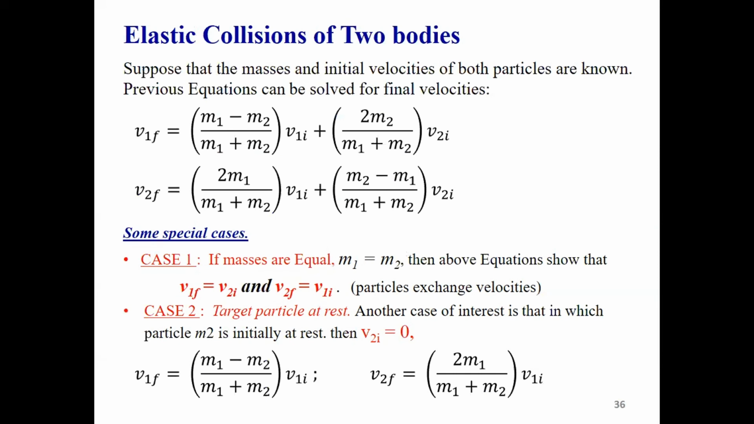Next is when the target particle is at rest. So another special case is when particle m2 is initially at rest. Then v2I is 0. If v2I is 0, then this term is gone, and we are reducing this to v1f equal to m1 minus m2 divided by m1 plus m2 times v1I. Similarly, v2f is equal to 2m1 divided by m1 plus m2 times v1I. So both now depend upon the initial velocity of the first particle.